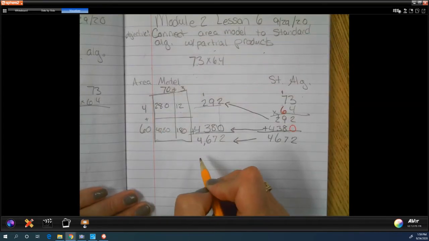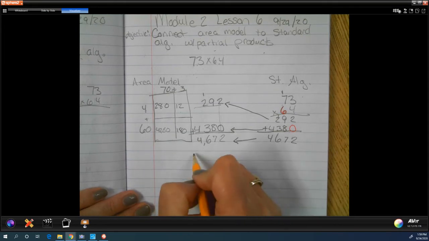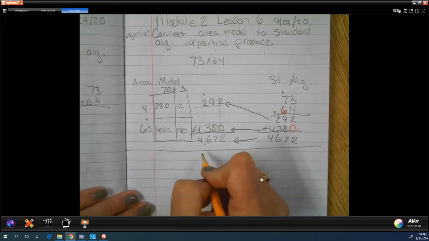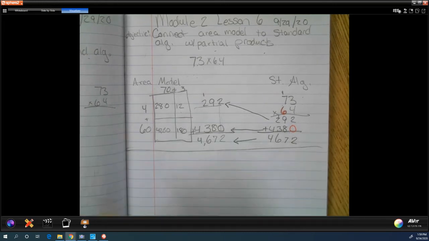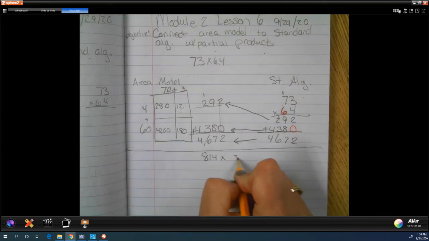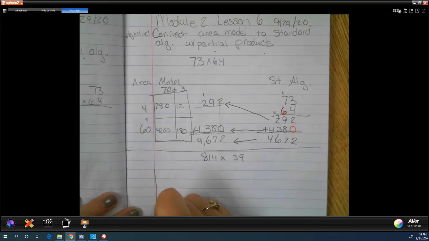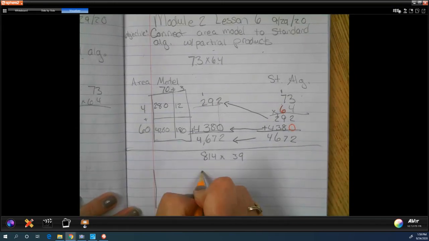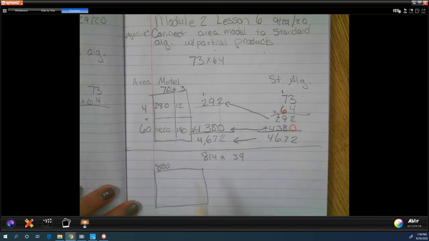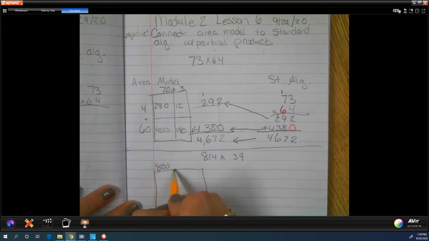I'm going to show you the same thing, only with a 3-digit. So let's say we were solving 814 times 39. So remember, in the area model, every time you have a box, I'm going to put the 800. Remember, I'm separating them all by place value. Plus 10 plus 4, right?